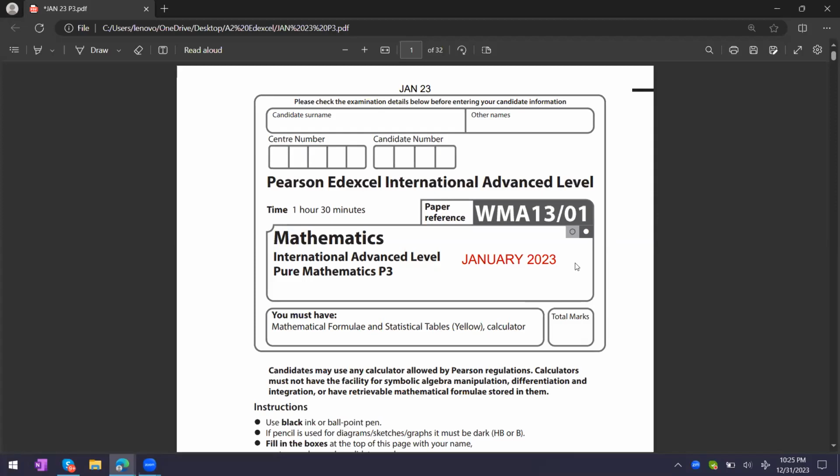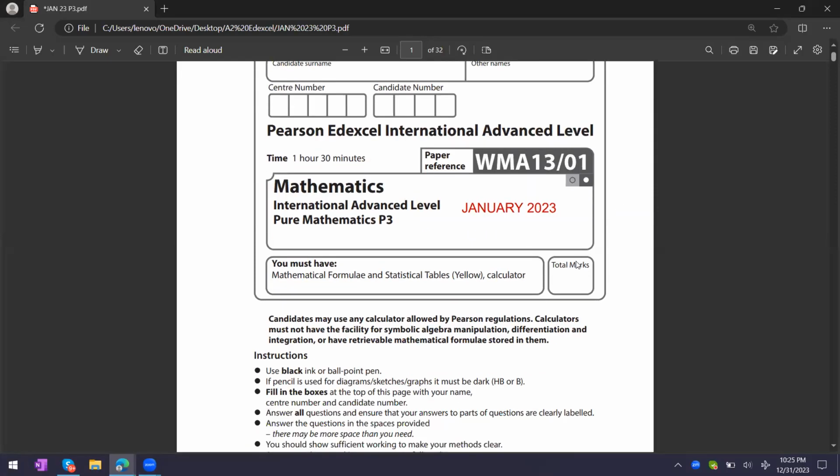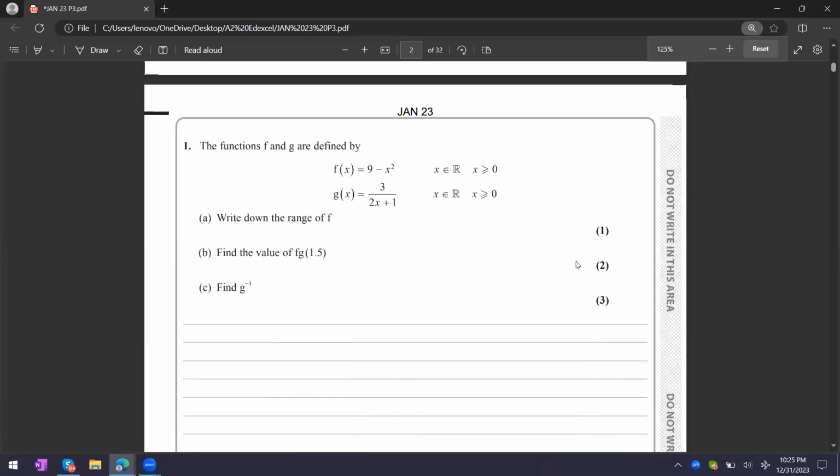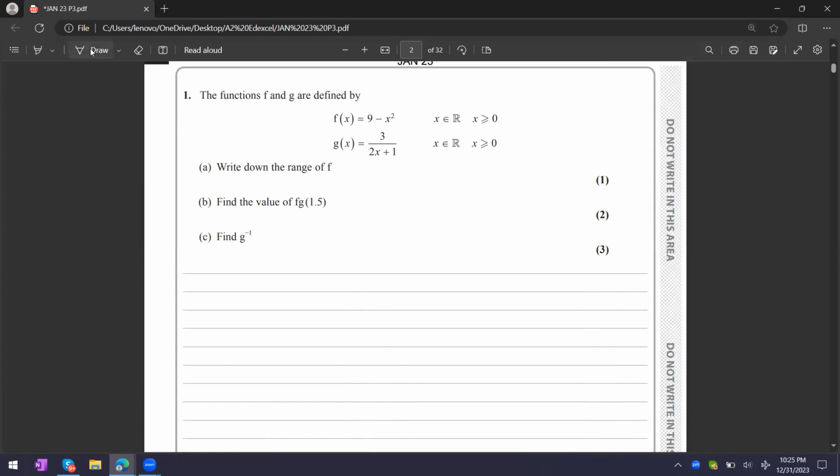Today we can do the January 2023 paper. Let's start with question 1. It's a functions question.